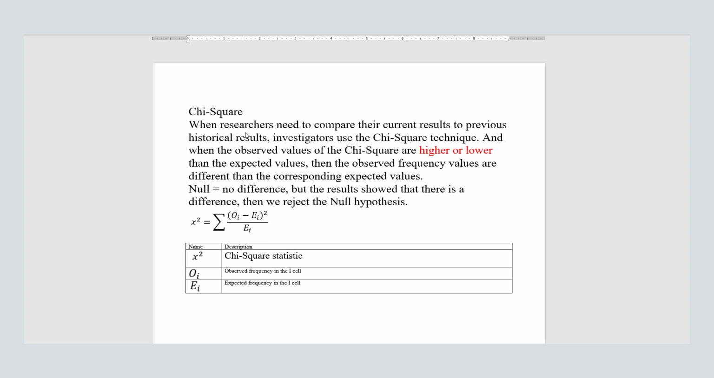Chi-square: when researchers need to compare their current result to a previous historical result, investigators use the chi-square technique. When the observed values are higher or lower than the expected values, the observed frequency values are different than the corresponding expected values. If there should be no difference, but the result shows there is a difference, then we reject the null hypothesis. Chi-square, observed, expected.